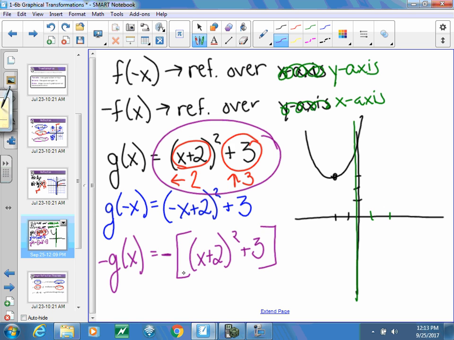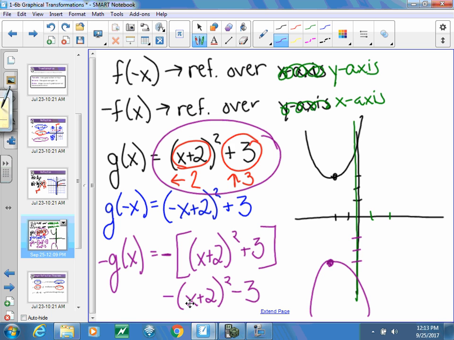What this is going to do now is change two things. It's going to make this a negative x plus 2 squared. It doesn't do anything to the plus 2 in there, but it's going to make this a negative 3. So if I take this graph, which was 3 units up, and reflect it over the x-axis, the vertex is going to be at positive 2, negative 3. The graph that goes along with it is going to resemble that.